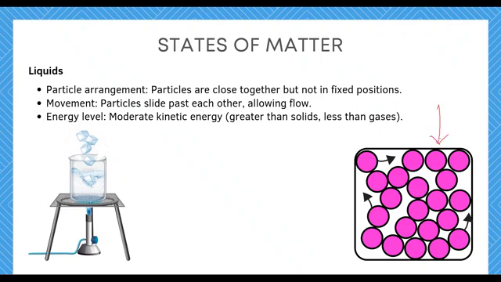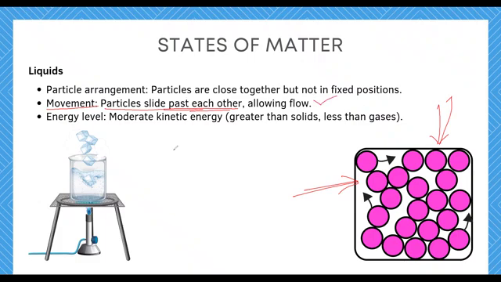Now you can see this drawing and this illustration that I have on the screen right now. These are the particles in a liquid state of matter. You can see they are also close to each other, but they are not so tightly packed together and they have some space to move. Is that correct? Can you see it? Yes. Good. And then the movement in the liquid state of matter is such that the particles can slide past each other, allowing the process of flowing.